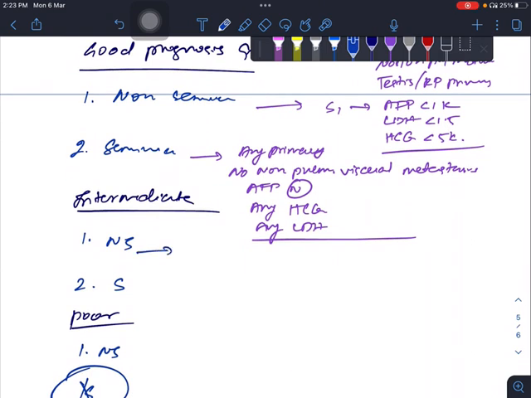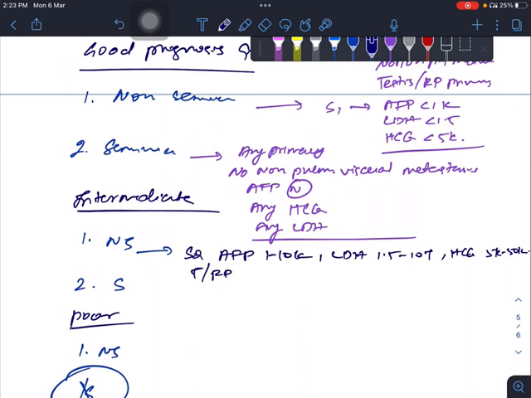So, for non-seminoma, in the intermediate group S2, that means AFP 1 to 10K, LDH 1.5 to 10 times, and HCG 5K to 50K. Okay. So, the primary will be the same, testis or retroperitoneal primary, and there will be no non-pulmonary visceral metastasis.